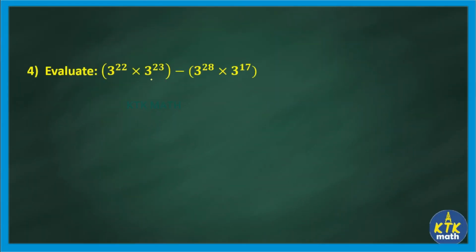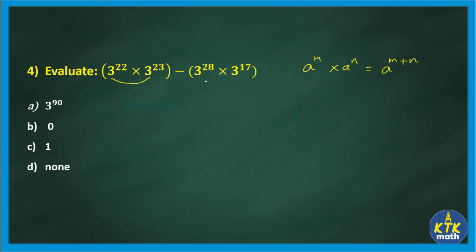Question number 4. Evaluate these two terms. Here all the bases are equal, only 3 is given to you. In this case, a power m into a power n is equal to a power m plus n. In the last case, when divide was given, we were subtracting the powers. In this case, when multiply is given, you are going to add the powers.